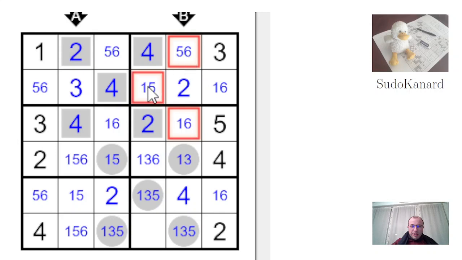And here I'm seeing an XY-wing, which means that this can be 5 or 6. If this is a 6, then this is a 1. If this is a 5, then this is a 1. So one of them has to be a 1, and this is not a 1. And there must be something similar in some other place. Perhaps it's here. Yes, that's here. I'm seeing those digits.